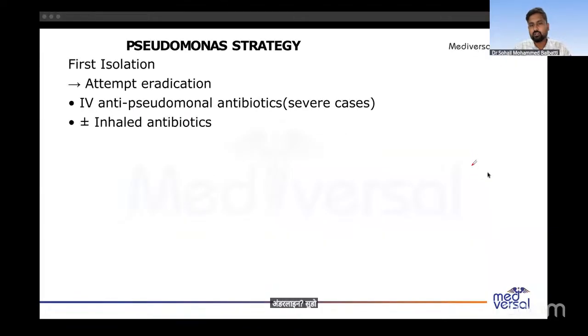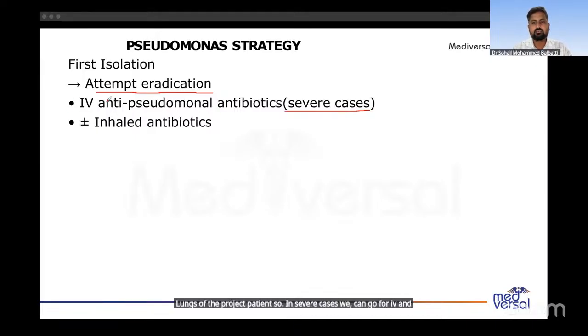Pseudomonas strategy, I have already told you, Pseudomonas is very important in case of bronchiectasis. You should always attempt to eradicate this Pseudomonas from the lungs of the bronchiectatic patient. So in severe cases, we can go for IV anti-pseudomonal antibiotics, like piperacillin-tazobactam, meropenem, the carbapenem family, or we have the fluoroquinolone family, or higher generation cephalosporins. And we have certain inhaled antibiotics which are selectively targeting Pseudomonas.